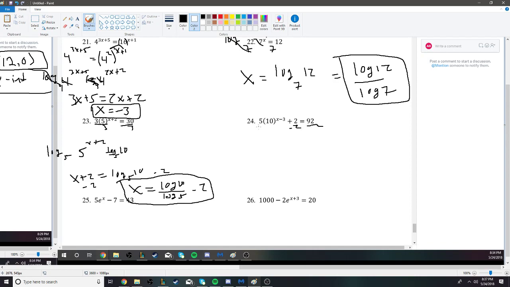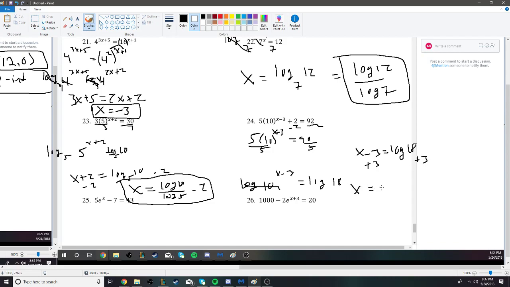Subtract 2 on both sides. That's 5 times 10 to the x minus 3 is equal to 90. Divide both sides by 5, and we get 10 to the x minus 3 equals 18. We need to take log base 10 of both sides. So we get x minus 3 equals log 18. Add 3. x equals log 18 plus 3.